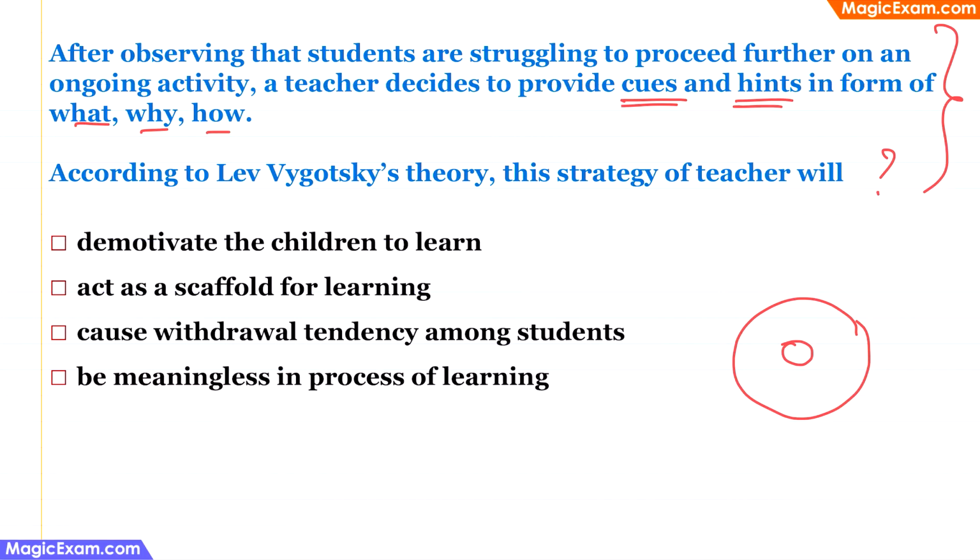So the teacher is actually providing cues and hints. That is, she is providing some support or help or guidance to the children in completing these activities which they are not able to complete on their own. So these activities are in the zone of proximal development. Now, what is the name that is given to this cues and hints and the support or the help that she is giving? This is nothing but scaffolding. So what the teacher is doing is she is actually providing a scaffolding for the learning to happen. Therefore, the correct option is act as a scaffold for learning.